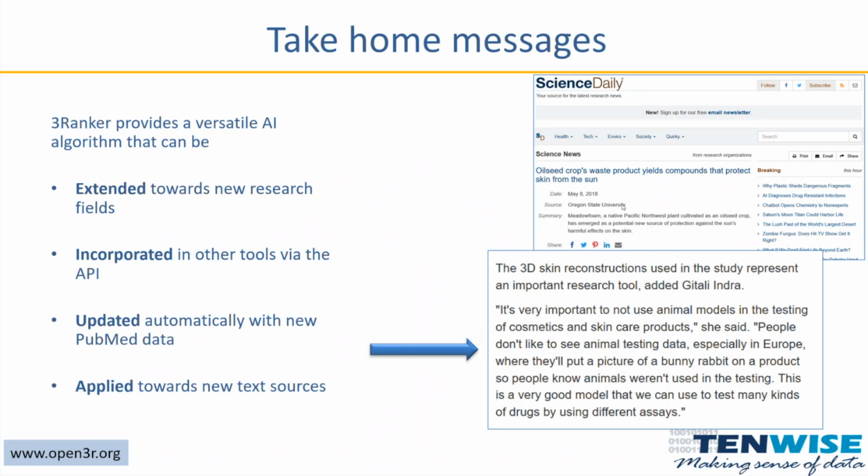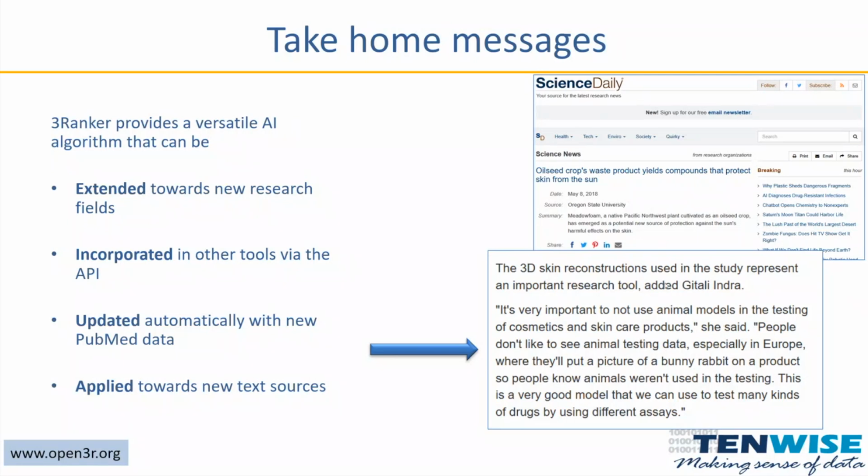And just to give you an example, a news item about oil seed crops waste for protection of skin from sun, so for sun blocking. We find that this particular news article has a high score on the 3R skin classifier. And if you look into the text of this website, we see the 3D skin reconstructions, and there were more terms like that in the narrative there.